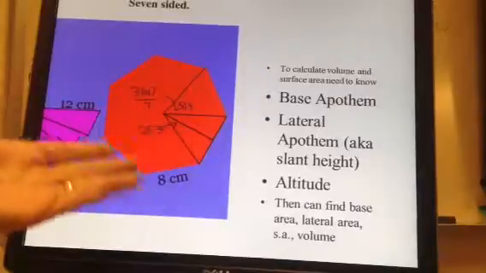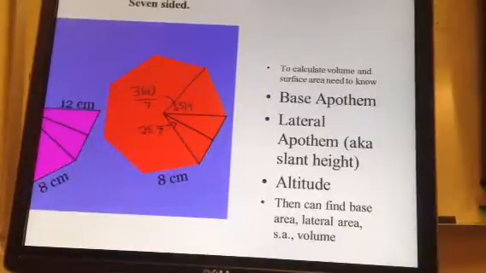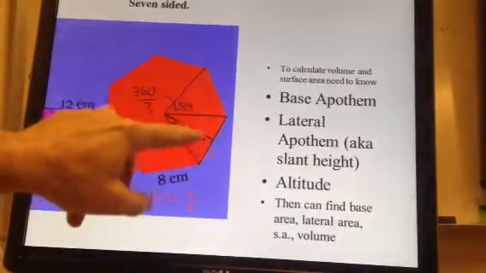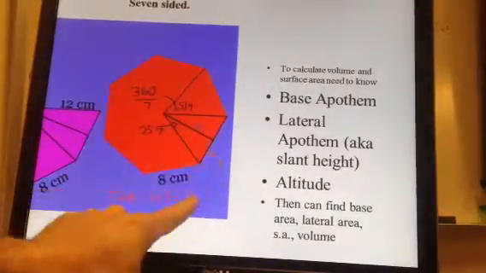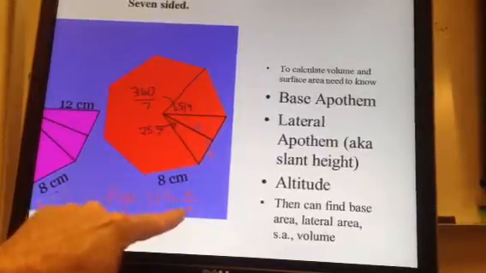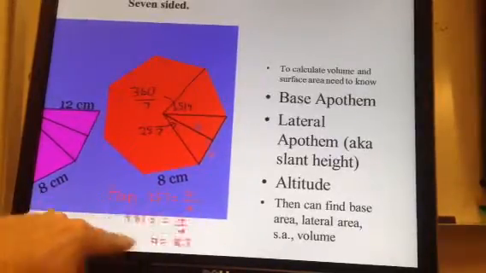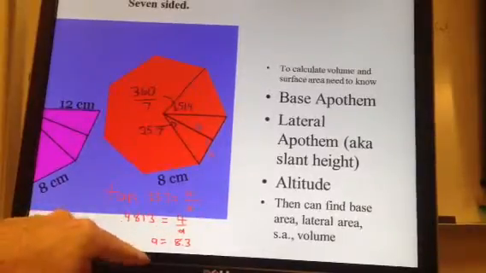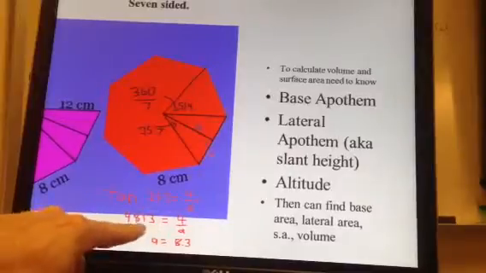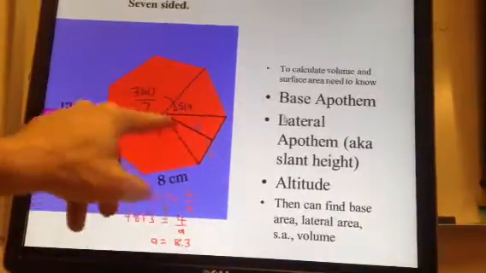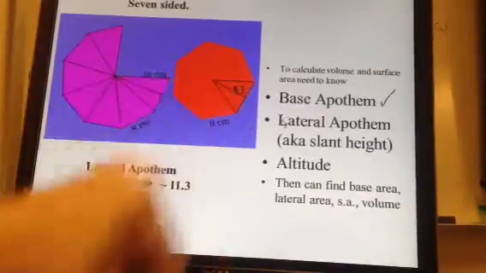And then, because there's not any shortcut here, I'm going to have to use trig. I'm going to have to say the tangent of this is opposite over adjacent. Now I know this opposite number. It's 4. It's half the 8. So tan of 25.7 is equal to 4 divided by a, or 0.4813 is equal to 4 over a. I can cross multiply and solve. Ultimately, the 4 gets divided by the 0.4813, and I get 8.3 for the base apothem. So I've got that taken care of.